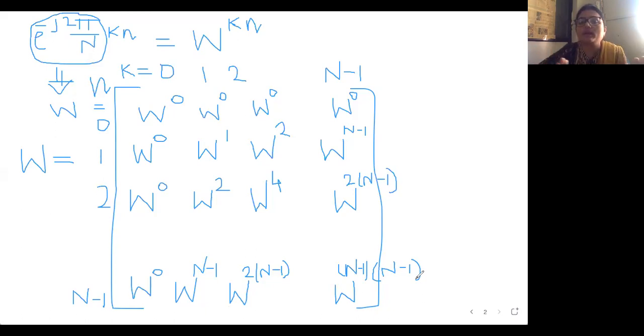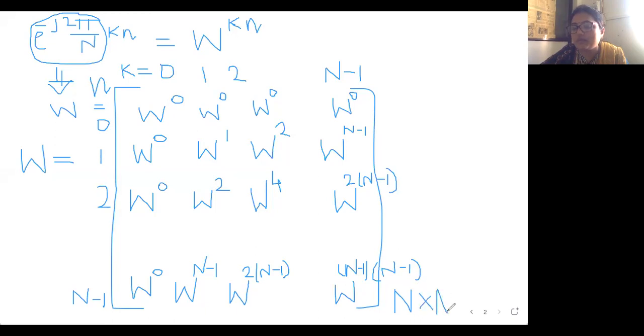So in the entire matrix here, the number of samples of K are equal to n samples, and the number of samples of n are equal to n samples. So what will be the size of this matrix? Naturally, the size of this matrix will be n by n matrix.